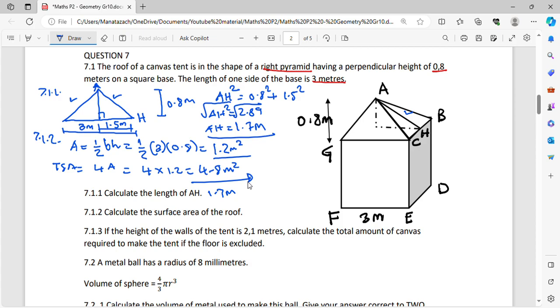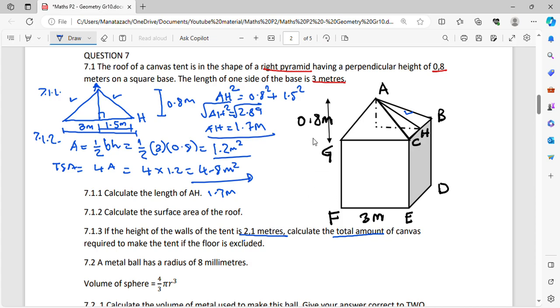Then let's go to 7.1.3. If the height of the wall of the tent is 2.1 meters, calculate the total amount of canvas required to make the tent if the floor is excluded. Okay, the total amount here, they're asking us for a volume. Basically, we're going to work out the volume of the walls and the volume of the roof of the canvas. Let's start with the volume of the walls.